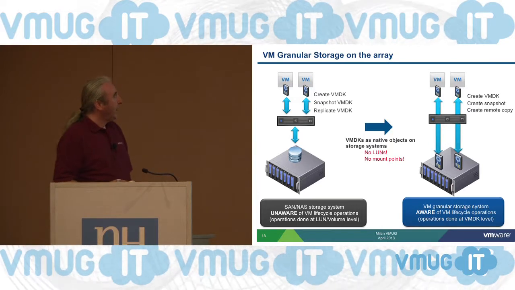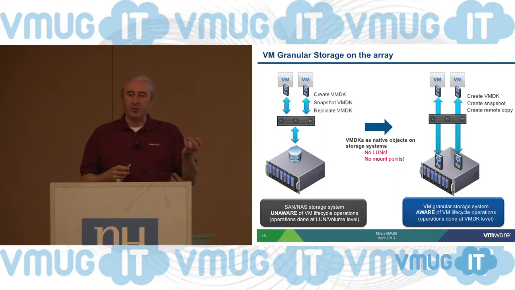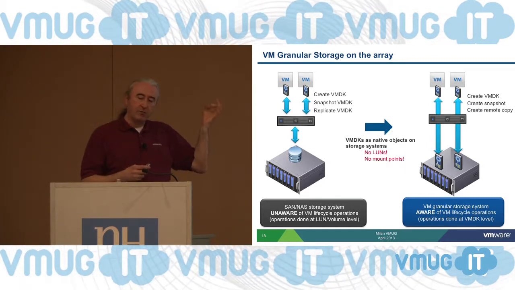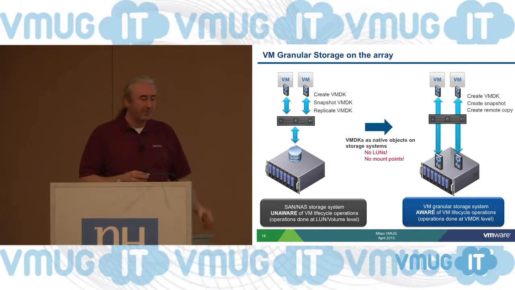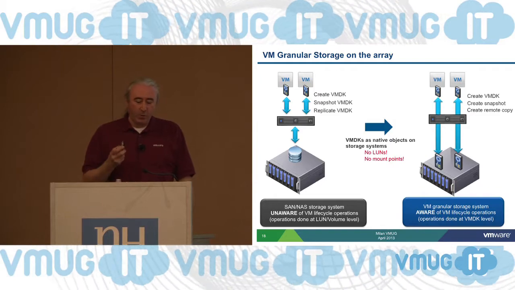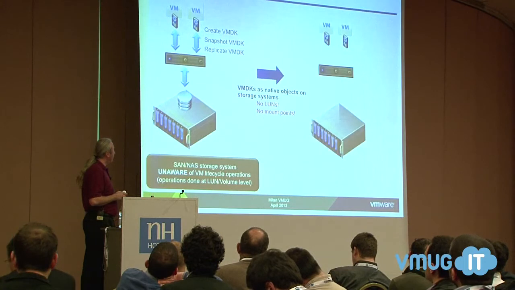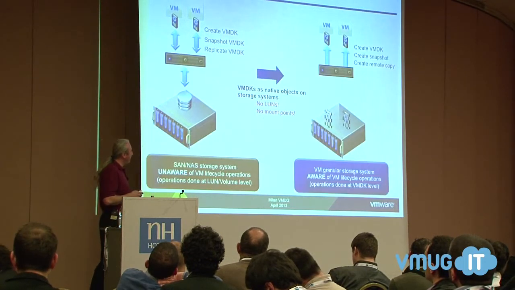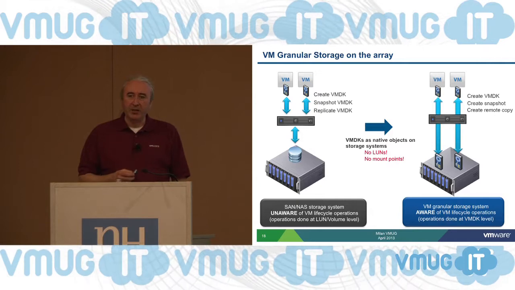So right now, just to reiterate what we're doing, when we want to create VMDKs, create snapshots, or replicate and so on, this is all done at a LUN level. The LUN plays a significant part in that operation. What we want to get to is the point where we don't have to worry about these LUNs or mount points or whatever. When we instantiate a VMDK or snapshot a VMDK, we are creating a brand new object just for that virtual machine or virtual machine disk file on the storage array. So that's what we're aiming towards.